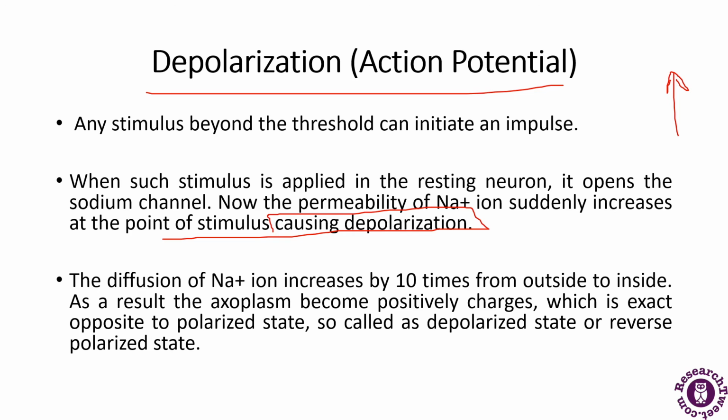So the diffusion of the sodium ions increases by 10 times from outside to inside. As a result, this plasma layer becomes positively charged, which is exactly opposite to the polarized state. So it is called the depolarized state or reverse polarized state. This depolarization of the membrane stimulates the adjacent voltage channel, so the action potential passes as a wave along the length of the neuron. So this was about the depolarization.